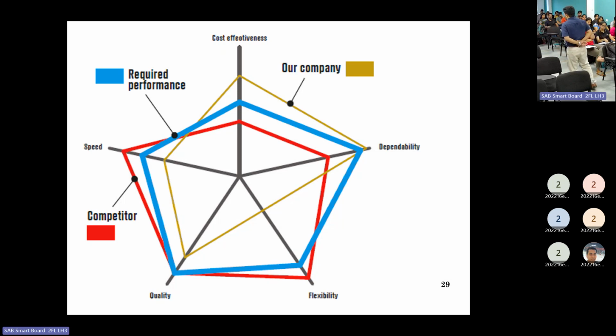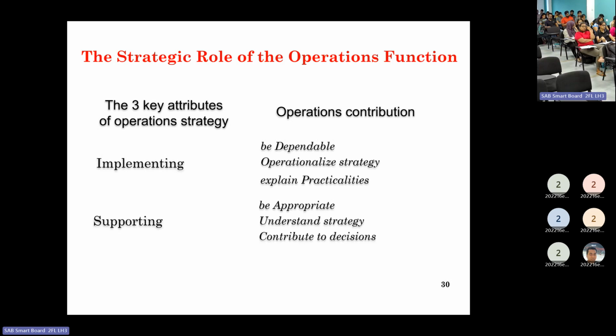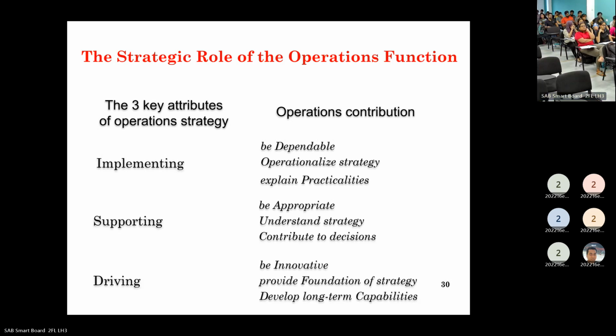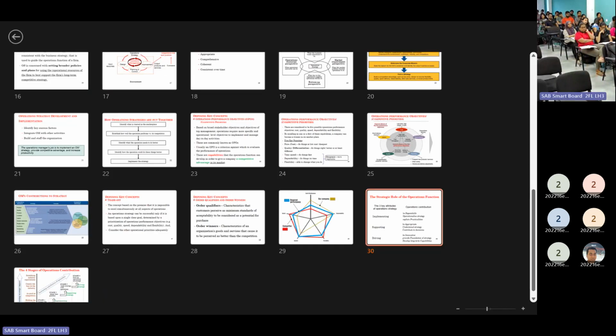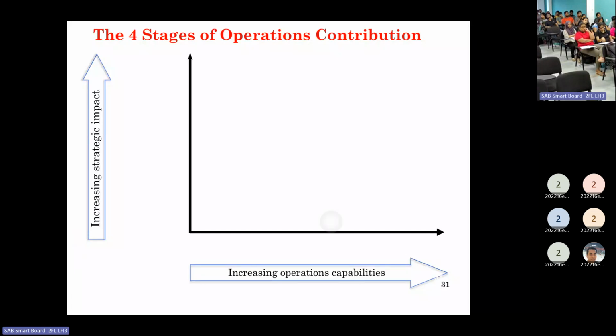Should we answer your question? That is different levels. That will be the last slide. So depending on the contribution of operation strategy for a business, we can identify three levels of contribution. One we call the basic level, then the implementing level, supporting level, and the driving level. So that you can further understand here.